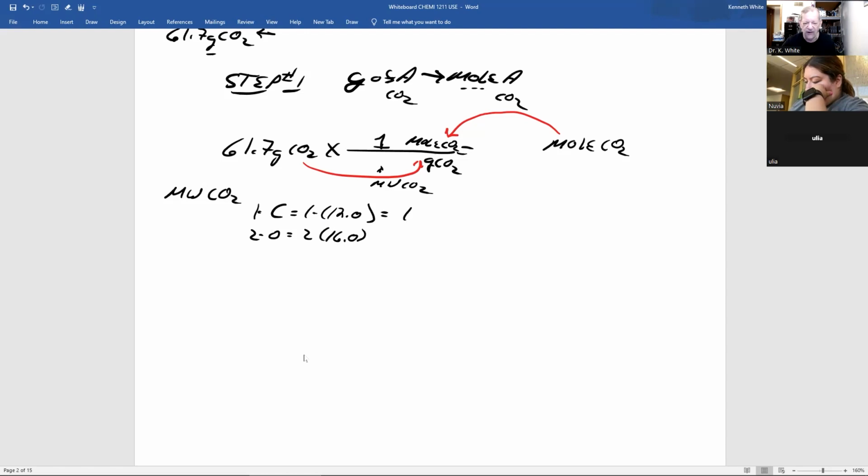And 1 times 12.0, 12.0, 2 times 16.0, 32.0. If I add them up, I get 44.0. I get the same number of significant figures to the right of the decimal as the number that has the fewest significant figures. This is 1. This is 1. My answer has 1, so I can put it in here just like that.